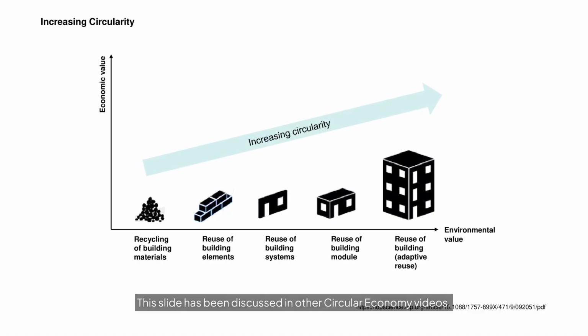This slide has been discussed in other circular economy videos. The horizontal axis represents the progression of construction elements from the recycling of individual building materials to the reuse of systems and modules, and ultimately to the adaptive reuse of entire buildings. The vertical axis represents the levels of circularity. As circularity increases, both environmental and economic value increases. The adaptive reuse offers the highest benefits by preserving the entire building.